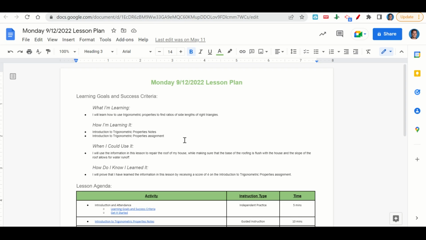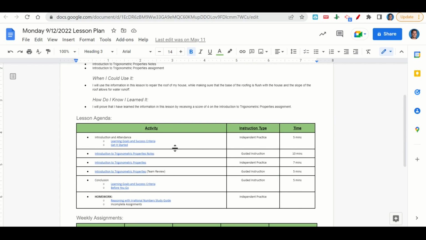When can we use this? To repair the roof of your house, making sure that the base of the roofing is flush with the house and the slope of the roof allows for water runoff. How do we know we learned it? By getting a score of 4 on the Introduction to Trigonometric Properties assignment.